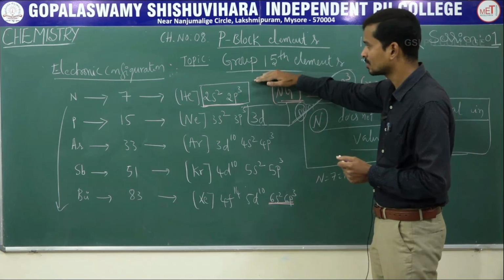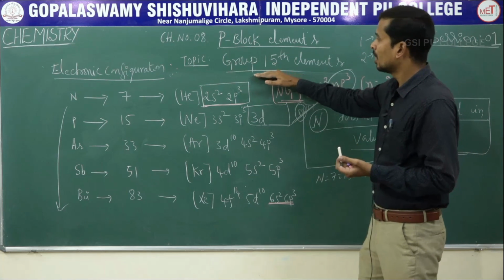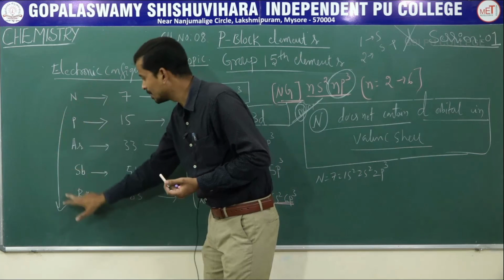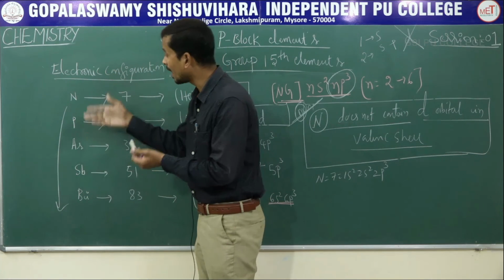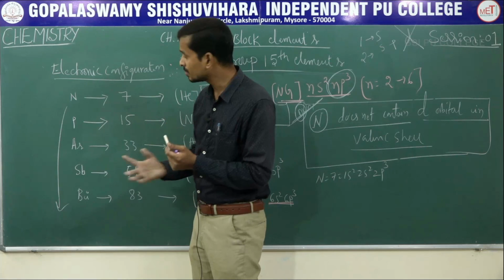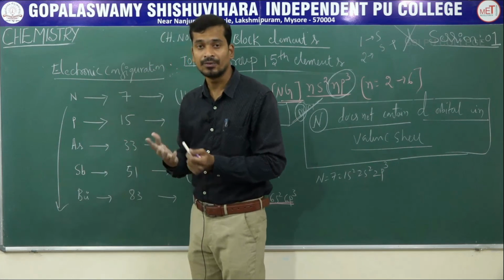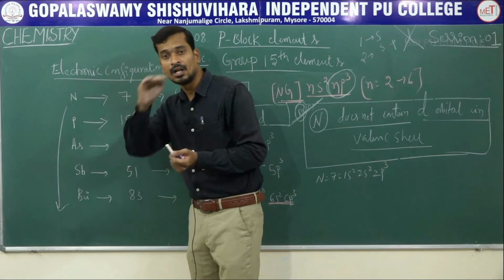Okay, in the next section you have to study how the atomic radii vary in group 15 elements, and how the ionic radii vary, how the electronegativity varies, and how the ionization energy varies. One by one.